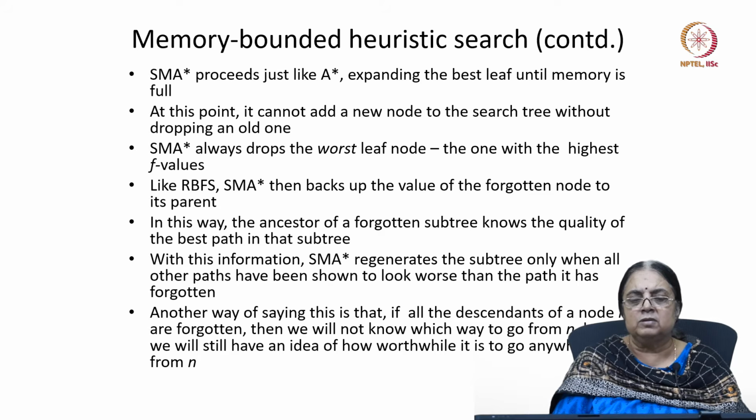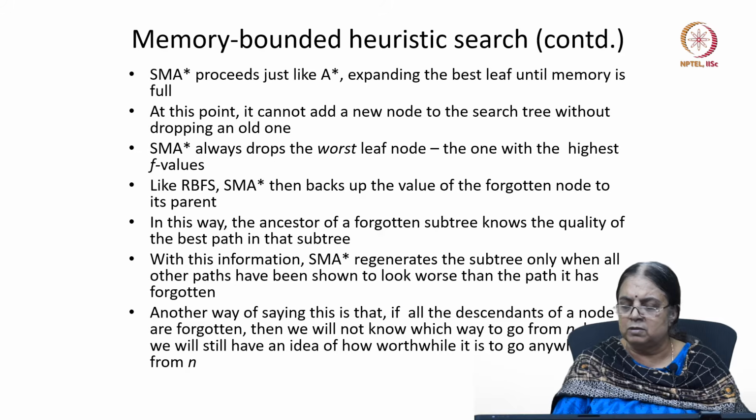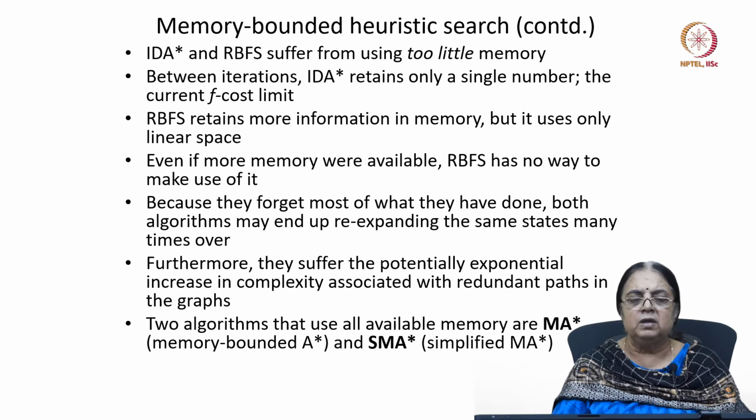Okay, so we'll start the next session in this course on artificial intelligence. We were talking about heuristic search which is memory bounded. We spoke about the RBFS and the IDA star algorithms. We'll now talk about the memory bounded A star and the simplified memory A star.